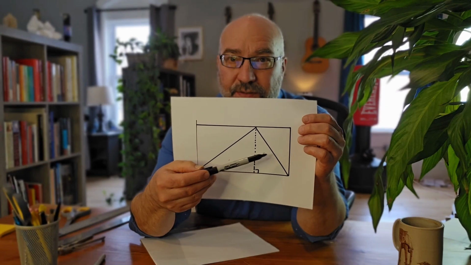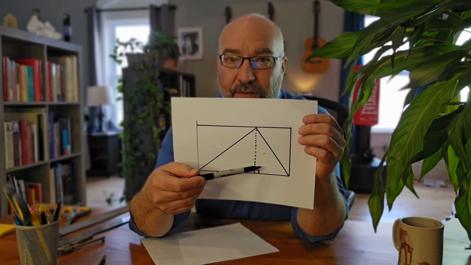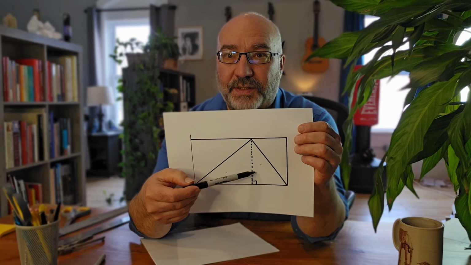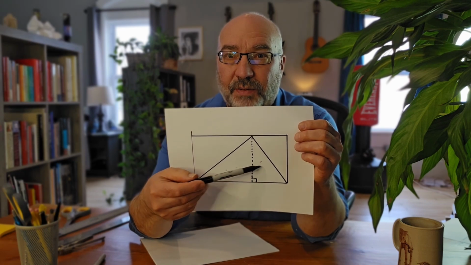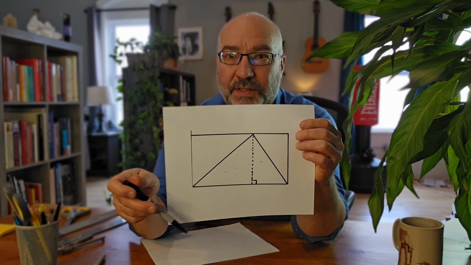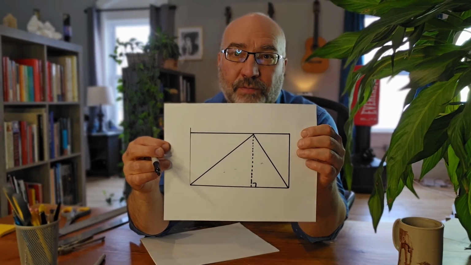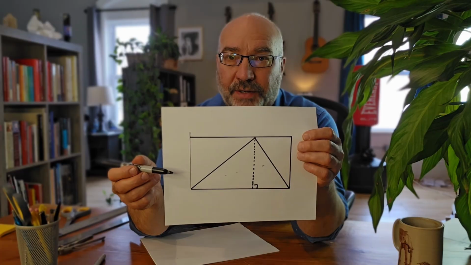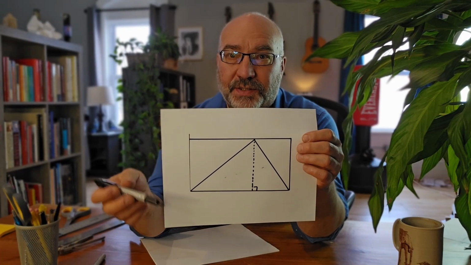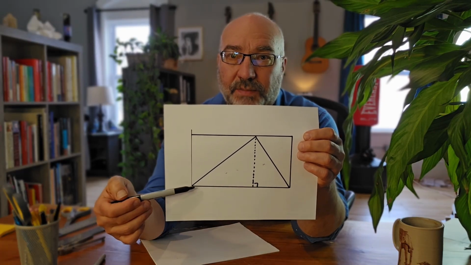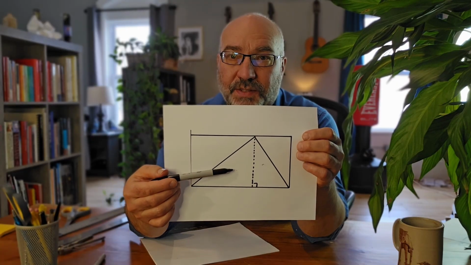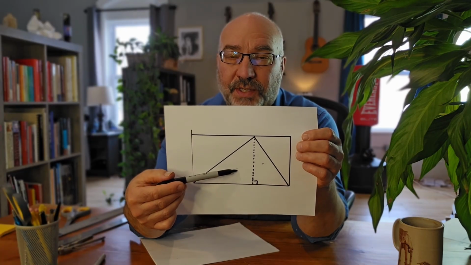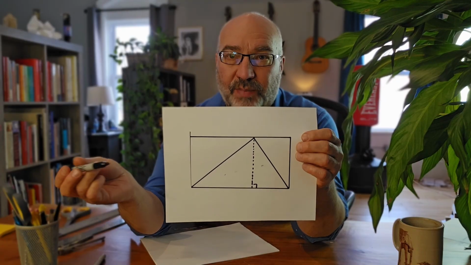So that means the triangle itself, the whole triangle, takes up 1/2 of the rectangle. And we know from early geometry that the area of this rectangle is its base length times its height. And since this triangle we're interested in is 1/2, then it's 1/2 base times height.